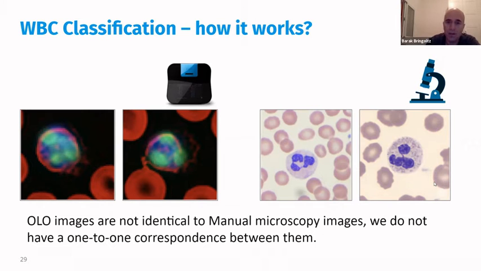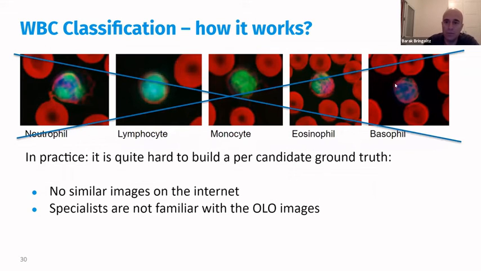And so what I'm essentially saying is that we do not have a per sample tag, which means we cannot use standard supervised learning. You cannot find such images online, unlike other situations. And people, when I say people, I mean microscopists or specialists, are not familiar with these Olo images. So we cannot do this exercise because we simply do not have a tag per image.